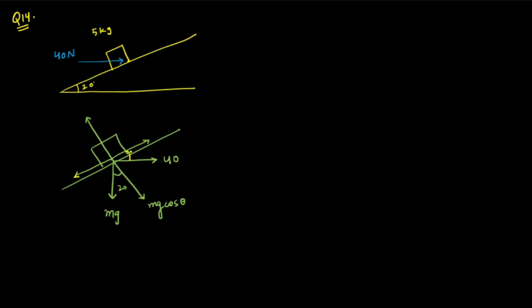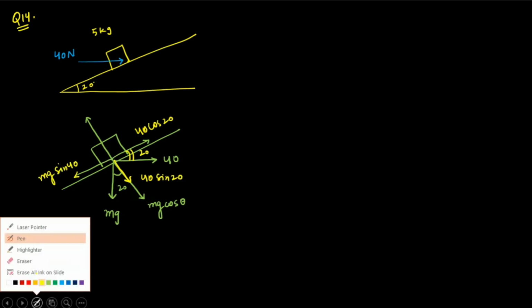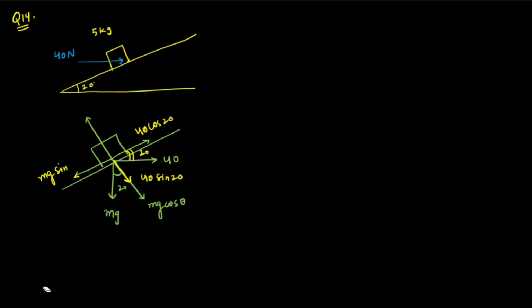If this is 20 degree, this angle is again going to be 20 degree. So this is going to be 40 cos 20, whereas this is going to be 40 sine 20. Whereas here it is acting mg sine 20 degrees, not 40. What you need to understand is that whichever force is acting, you need to see the direction of the force. If you're able to identify the direction of force acting in this direction, you'll be able to solve it.